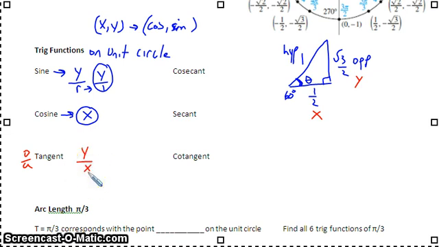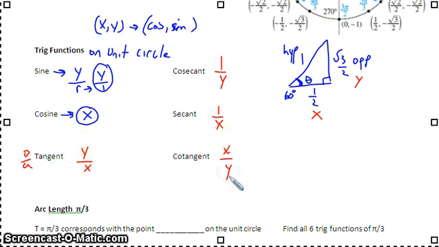So we can write the tangent as the y over the x. And now that we know our three basic trig functions, sine, cosine, and tangent, to find the reciprocals, we just take these and make them all fractions and flip them over. So y over 1 would be 1 over y. The reciprocal of x would just be 1 over x. And the reciprocal of tangent, y over x, would be x over y.